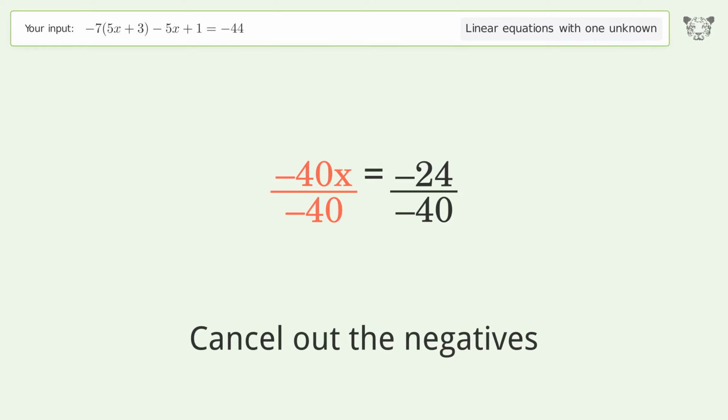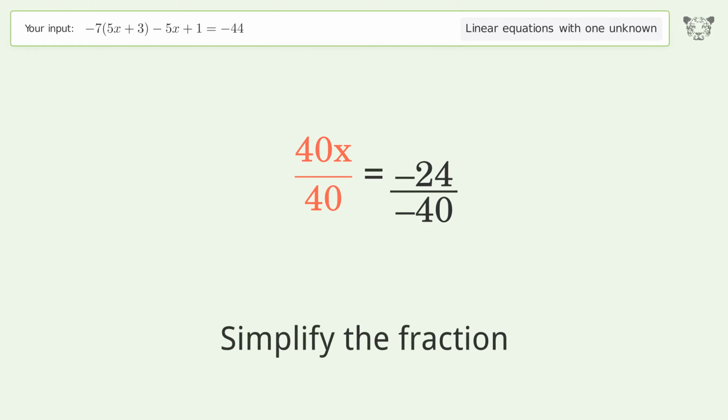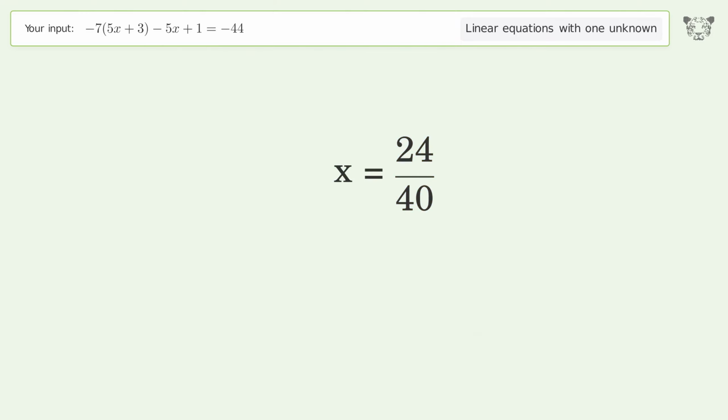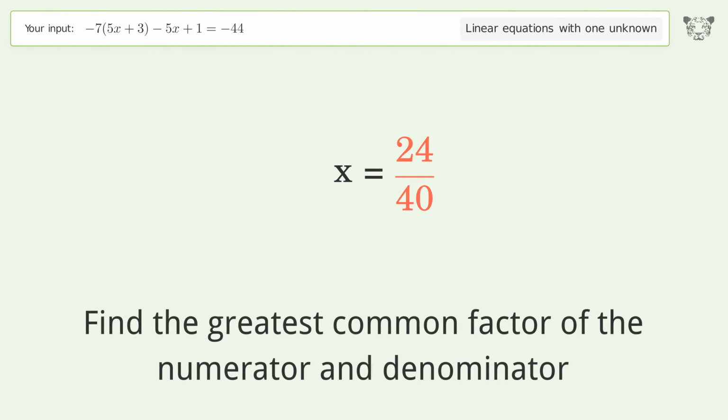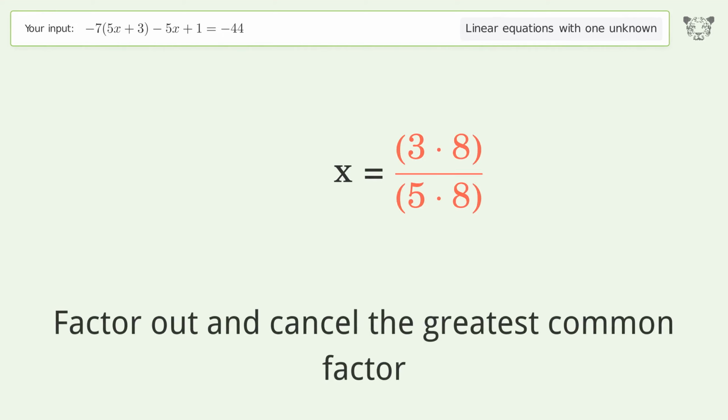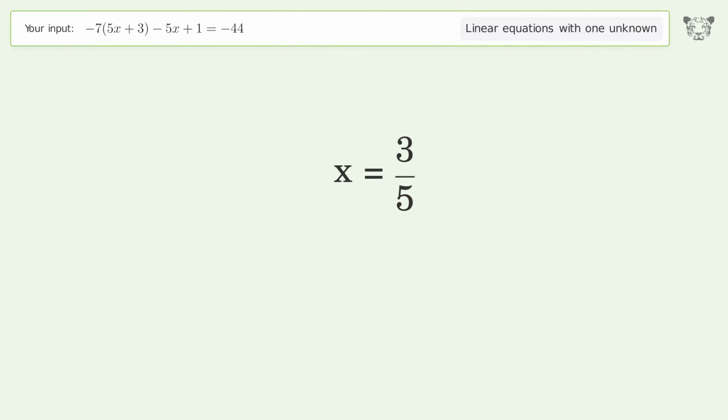Cancel out the negatives. Simplify the fraction. Cancel out the negatives. Find the greatest common factor of the numerator and denominator. Factor out and cancel the greatest common factor. And so the final result is x equals 3/5.